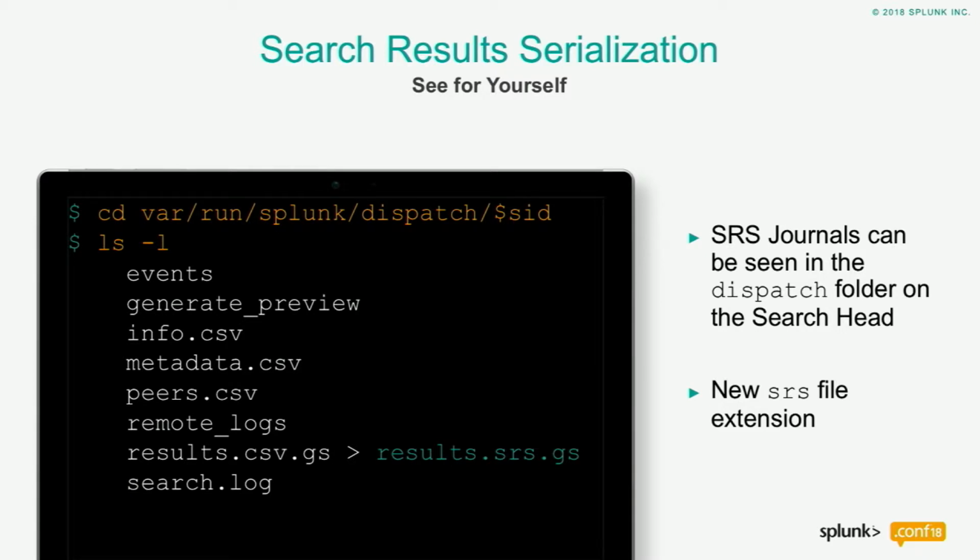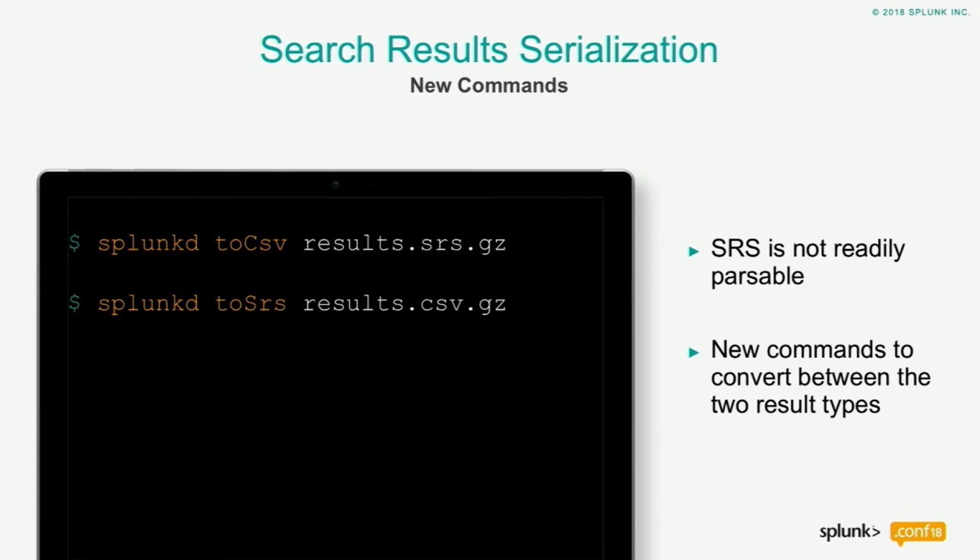Should you be curious where you can find this new SRS format, it can be seen in the dispatch folder on your search head in a file called results.srs. I will note that since SRS is binary, it's not readily readable as the CSV format once was. To assist with this, Splunk has added two new commands to splunkd to aid you should you need to convert between these two data formats, splunkd to CSV and splunkd to SRS.